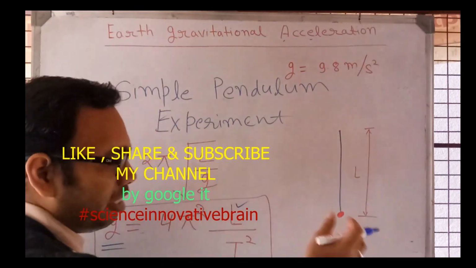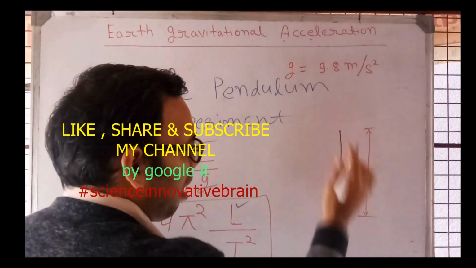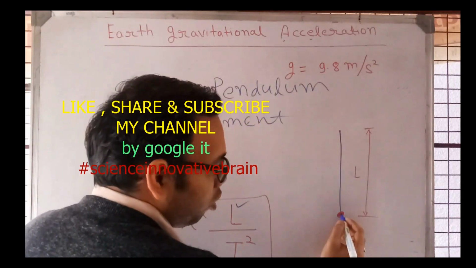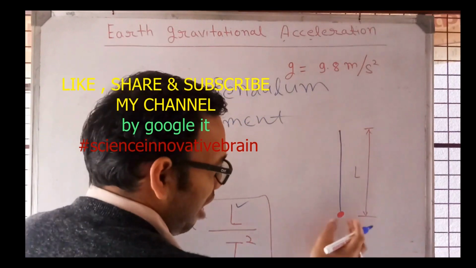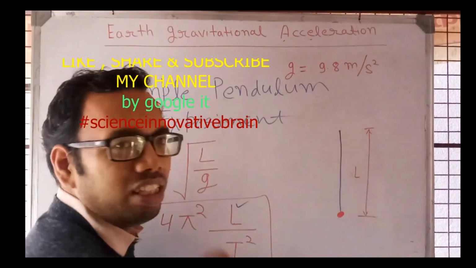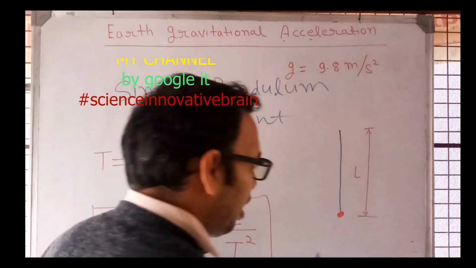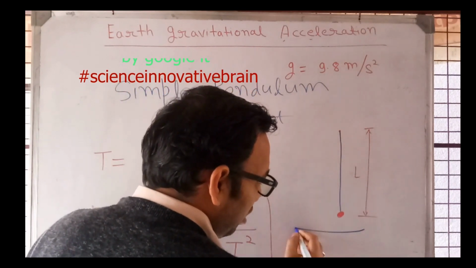Then for the time period, we will use our stopwatch. We will hang this wire and one nut. I am using one nut. I will put the nut here, pull it out as I explained, and leave it. Then I will calculate the time period, the average time period. I will not calculate the time from just one oscillation.